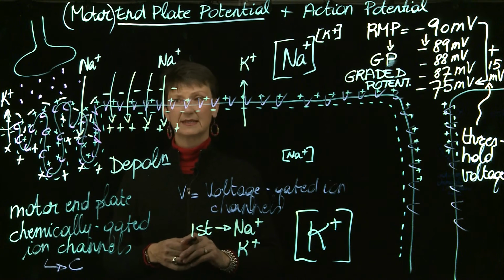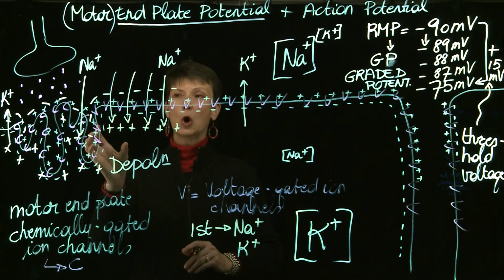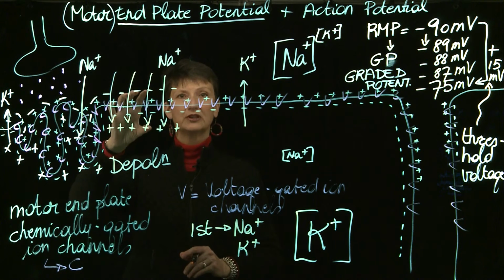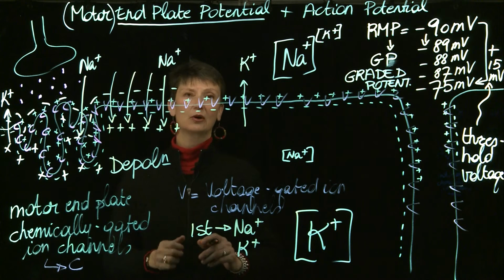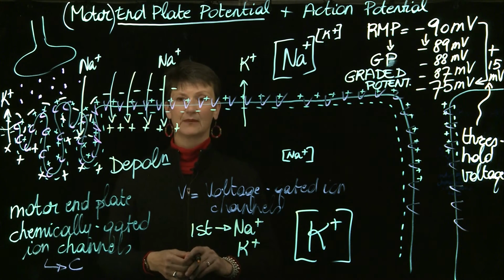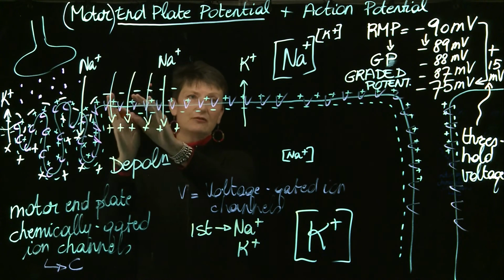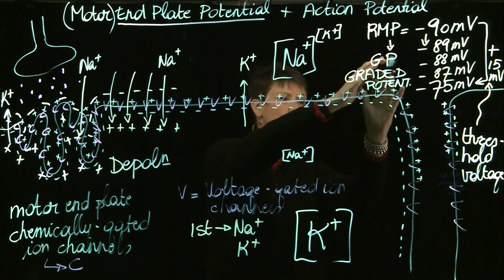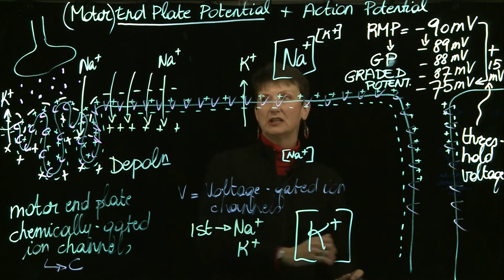But the point is that once we have opened our first sodium voltage-gated ion channels, it triggers the opening of more sodium voltage-gated ion channels. And that triggers the opening of even more and more and more. And you can see that we're looking here at a positive feedback mechanism. So the depolarization very rapidly, in the form of an action potential, starts to move down into the T-tubules.